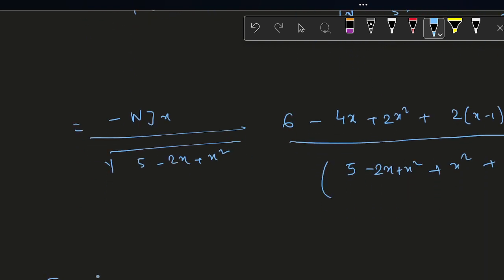So this is minus njx divided by root over 5 minus 2x plus x squared into, this is then 4 minus 2x plus 2x squared, okay, plus 2x into root over 5 minus 2x plus x squared, okay.